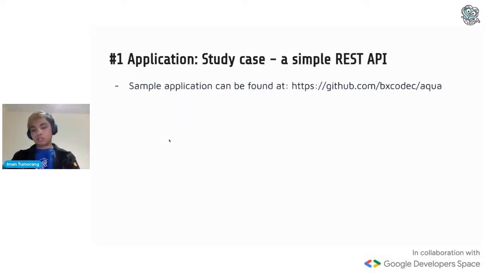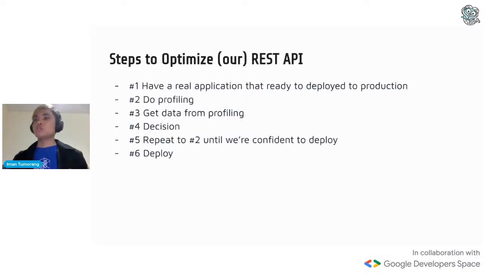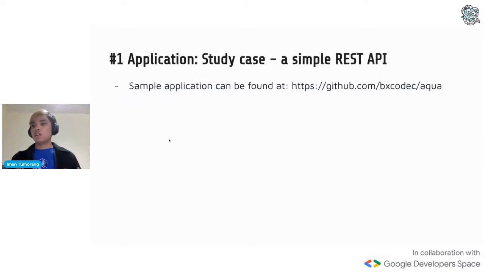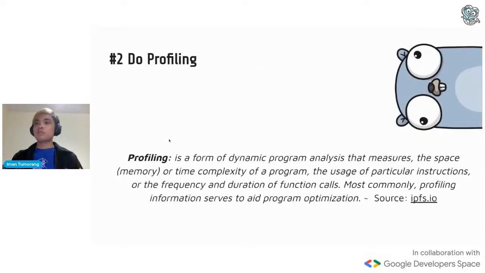So in this session, I will do a simple case study. The first step is to have the application that is ready to be deployed to production. I already created a simple application, which can be found in my GitHub repo. And then the second step is to do profiling. But before that, I will talk a bit about profiling.